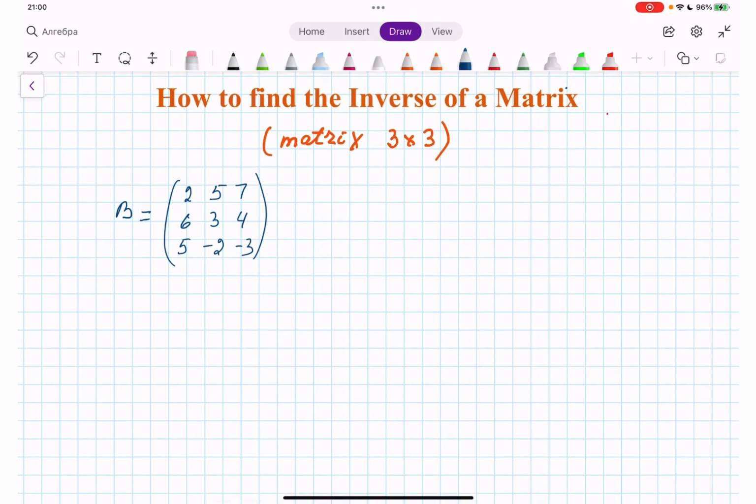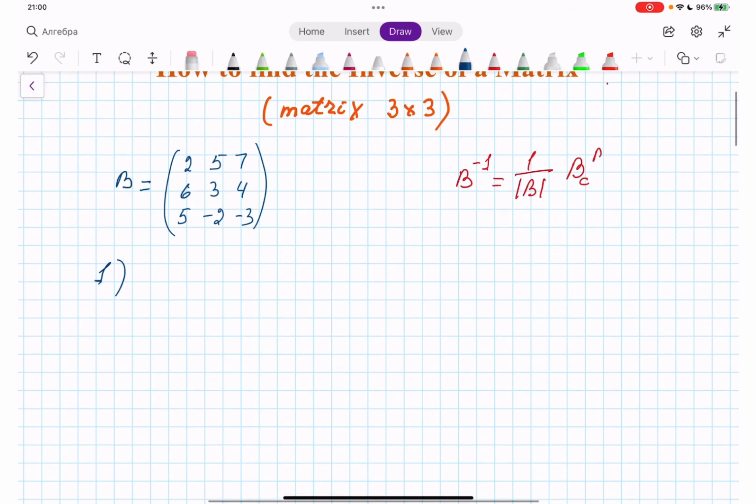So we need to use the formula B^-1, the inverse, is equal to 1 over the determinant of B times the transpose of the complement. So, step number 1. Yet again, find the determinant of the matrix.